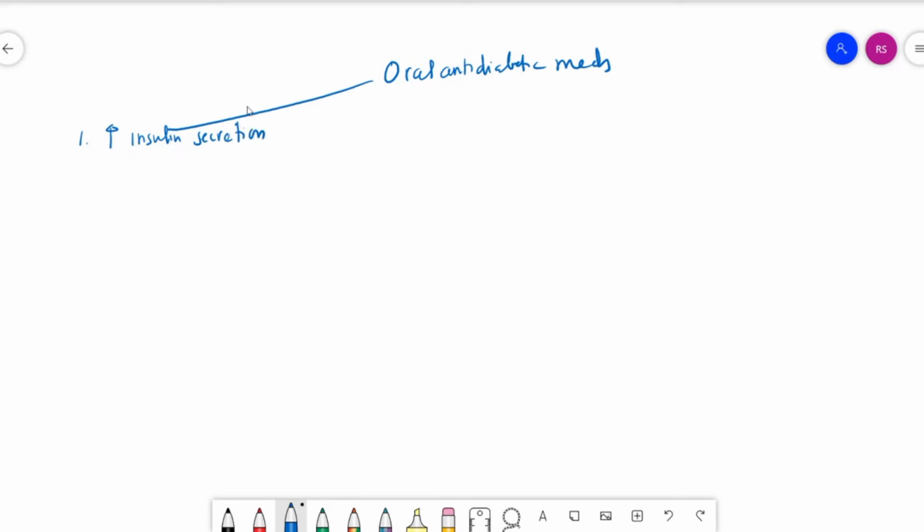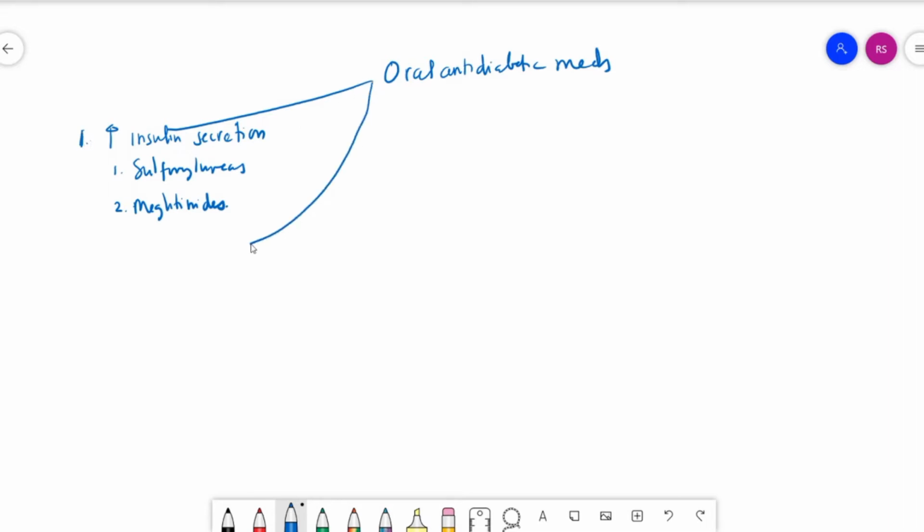There are only 2 classes in this category. The first is sulfonylureas, for example glipizide and glimepiride, and the second is meglitinides, such as Prandin. I'm going to talk about the specific medications in detail in the next few slides, but for now, let's just talk about this based on its function.